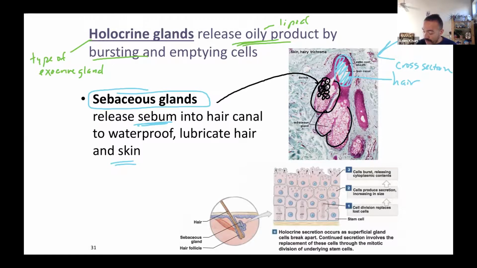But what's going on in these cells is that these cells are dying. They're releasing their entire contents. And inside of them, they have protein, they have water, and they have lots of lipids, lots of fats, makes it very oily.